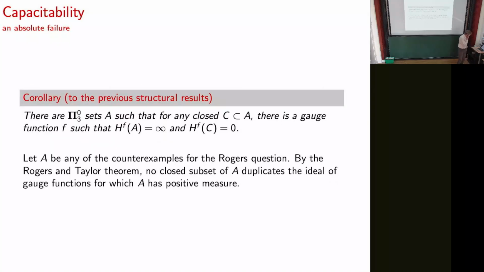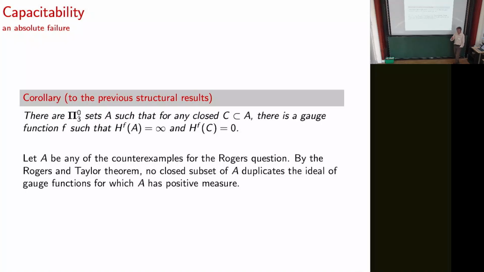And then here's the corollary. So I mentioned it, and we'll say a bit more about it. There are Pi^0_3 boldface sets, that's meant to be a boldface thing, so you need a real parameter. So there are Pi^0_3 sets A such that for any closed set C contained in A, there's a gauge function such that A has positive measure, in fact infinite measure, but C is null.